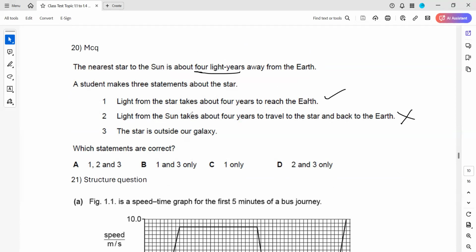That is wrong. And the star is outside of our galaxy. Our galaxy is 100,000 light years across. So 4 light years is shorter than 100,000, which means this star is inside our galaxy, not outside. Because if it was outside our galaxy, the calculated value should be more than 100,000 light years. So that's why C is the right answer.